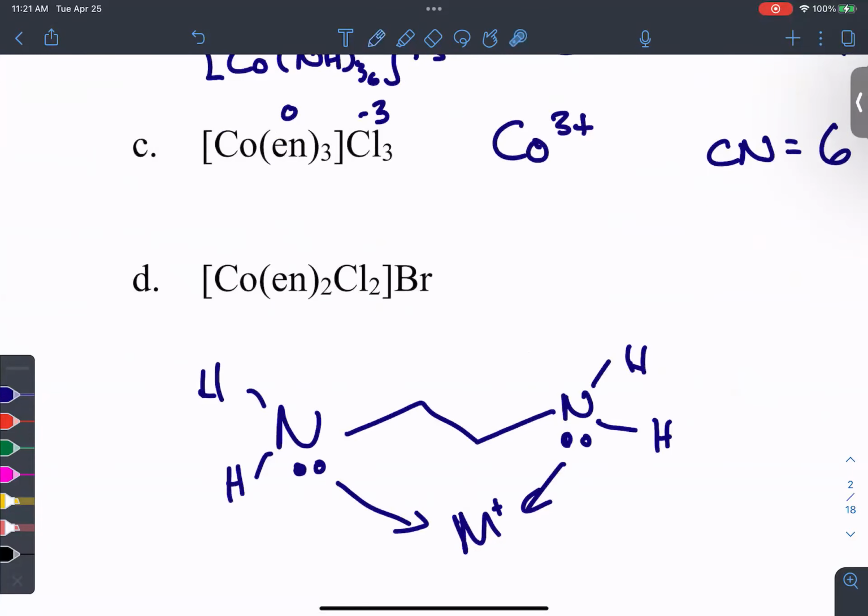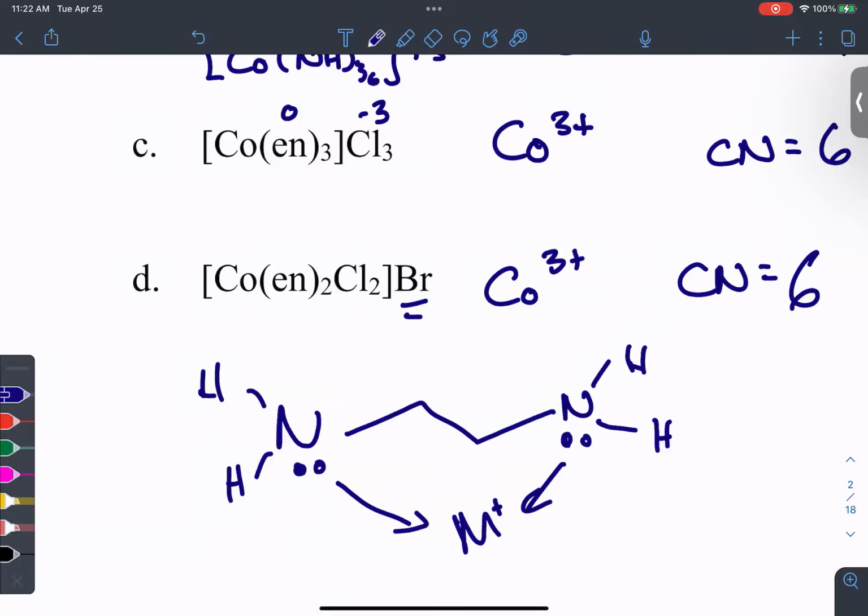Okay, so now we have some mixed up things going on. So we have cobalt, 2 ethylene diamines, chloride, and bromide. All right, can someone tell me what is the charge of cobalt? +3 again, yes, because there's 2 chlorides and 1 bromide, that's -3, ethylene diamine is 0, so cobalt has to be +3. So what is the coordination number here? 6 again, because 2 ethylene diamine, so bites twice, that's 4 coordination numbers, plus 2 more chlorides, that makes 6. But what about the bromide? Do we count that in the coordination number? No, because it's on the outside.